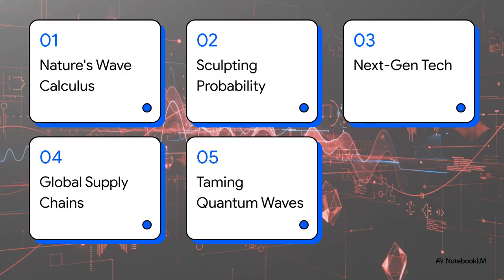So here's our roadmap for today's explainer. First, we'll look at nature's invisible wave calculus. Second, sculpting probability and algorithms. Third, advancing next-gen tech discovery. Fourth, optimizing global supply chains. And finally, number 5, taming the quantum waves.